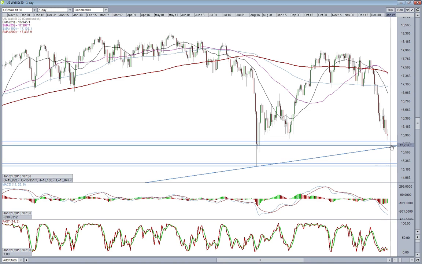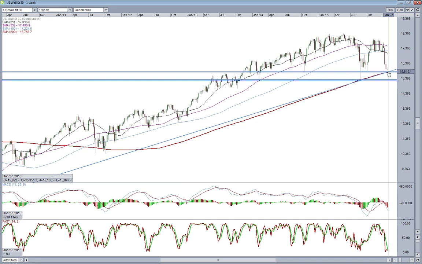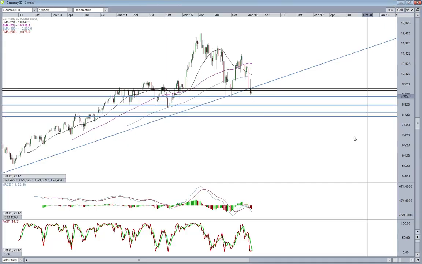This level though, 15,720 to 15,820, absolutely crucial for the Dow, and how these markets open tomorrow could be extremely important. How they end the week, even more important. Again, I think this is going to be a very, very big and important week for the US equity markets.